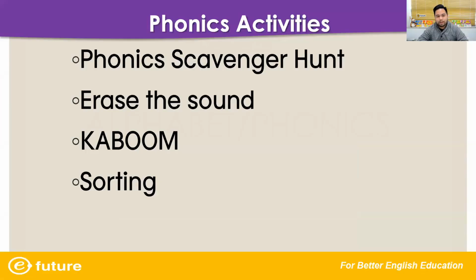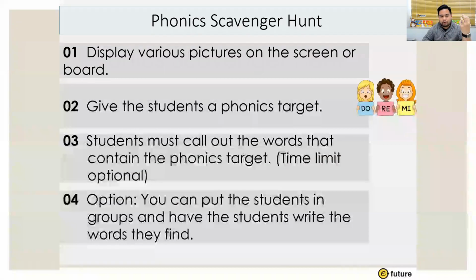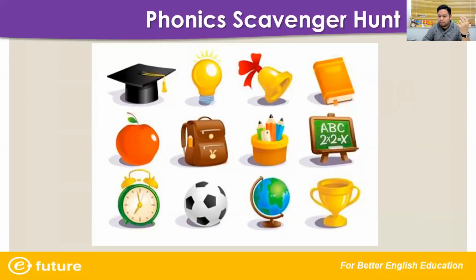And then with alphabet and phonics activities, similar to the finding game earlier, just giving them a scavenger hunt, so showing them an image and then giving them a phonics target that they can work with. So here we have the letter B, and then you can ask them, which picture here has the phonics target, B.